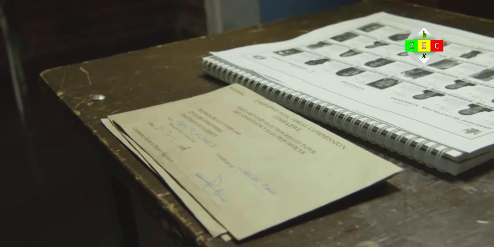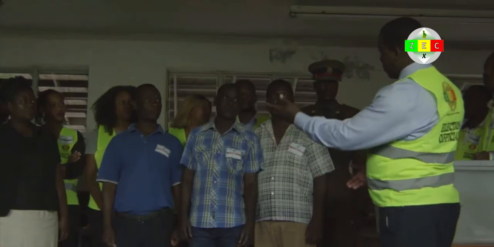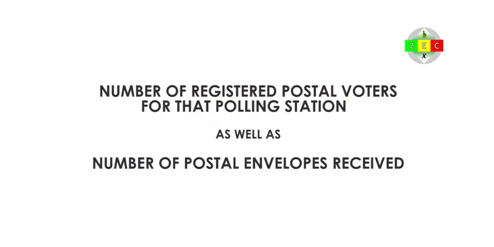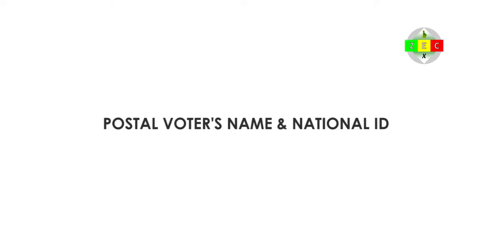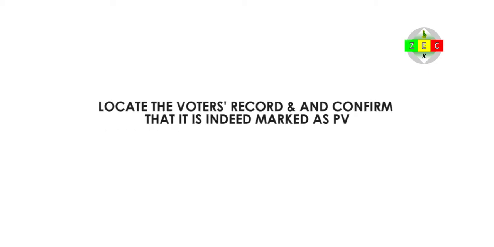The presiding officer will then announce to all present, especially election agents and observers, that the postal votes will now be processed. The presiding officer will announce the number of registered postal votes for that polling station, as well as the number of postal envelopes received. Each postal vote envelope will be processed one by one as follows. The postal voter's name and national ID is announced by the presiding officer.